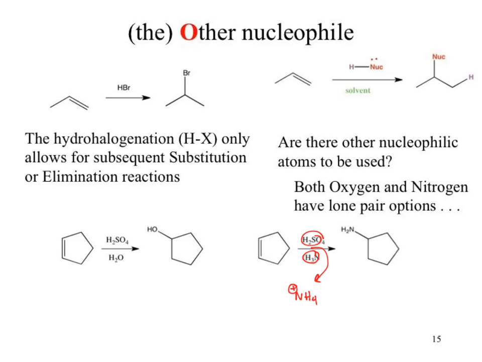It does not work well. You get horrible, horrible yields. So really all we're looking at under these acid-catalyzed conditions are your halides and your oxygen acting as a nucleophile. And that is it.